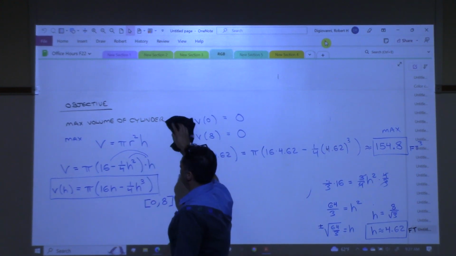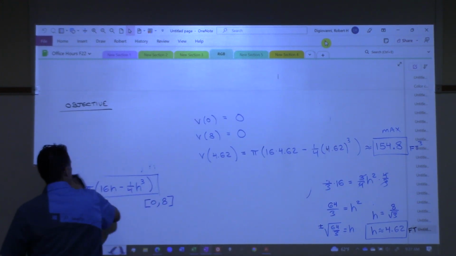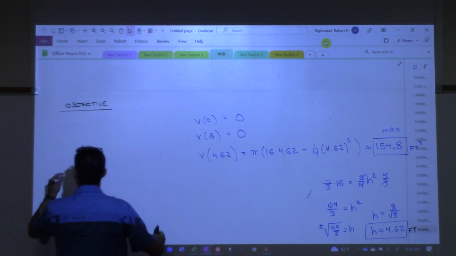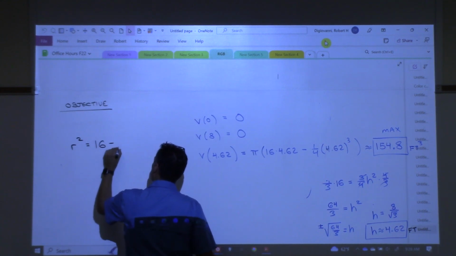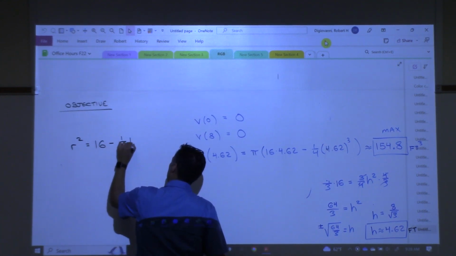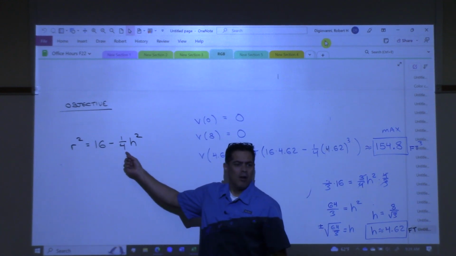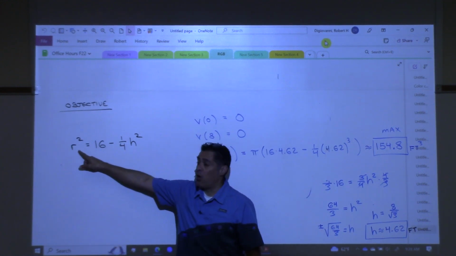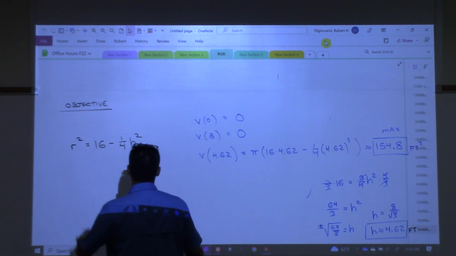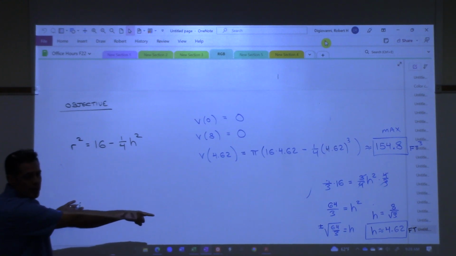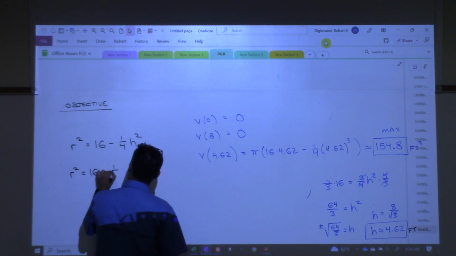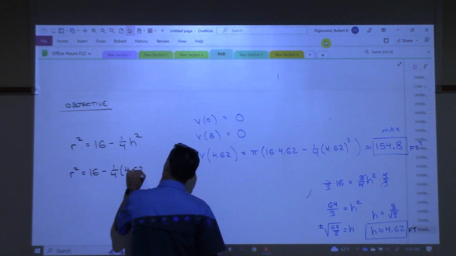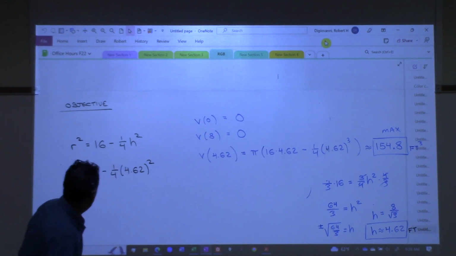And where would I get the radius from? Not into this one. Go back to your constraint. We had this formula. It was r squared equals 16 minus 1/4 h squared. Wasn't that in our constraint equation? Hadn't we solved for r squared? And what I'm going to do here now is take this and solve for r, because I know what h is, right? So I can say r squared would be equal to 16 minus 1/4 times 4.62 squared. And I'm going to do that on my calculator.